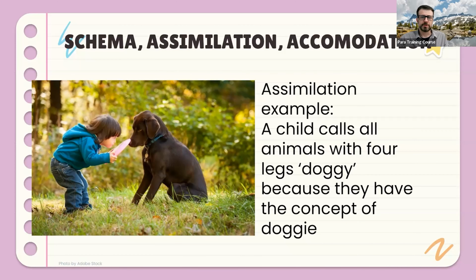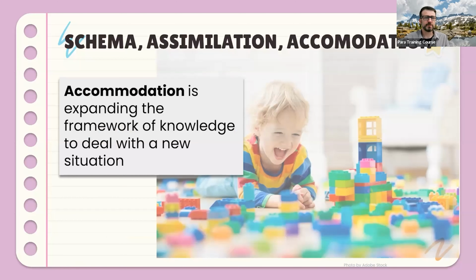Here's an example of assimilation. A child will call all animals with four legs doggy because they have the concept of doggy. So it's kind of that the schema is everything that walks with four legs is called doggy. We have to find out later that there are different categories of these beings, these life forms.